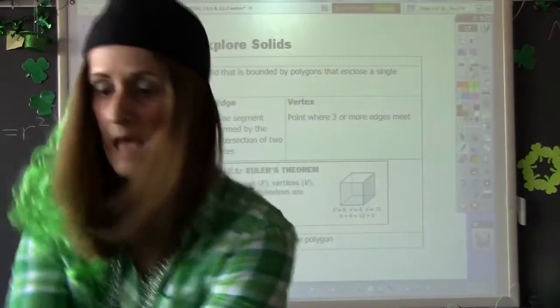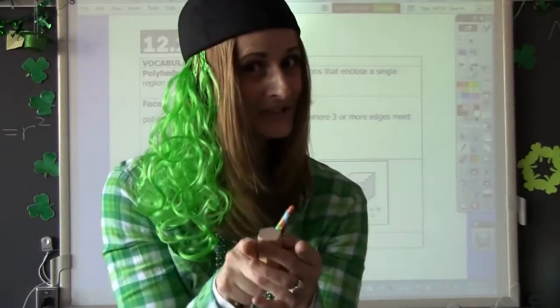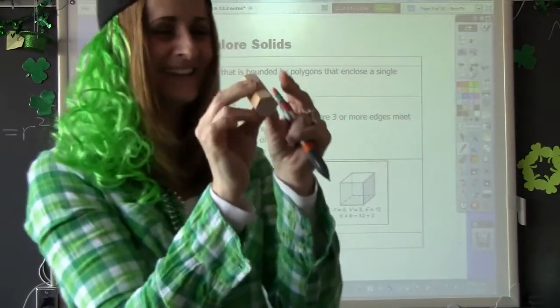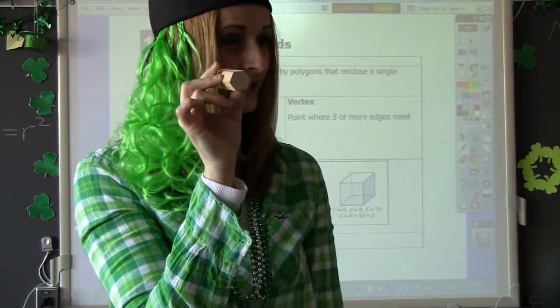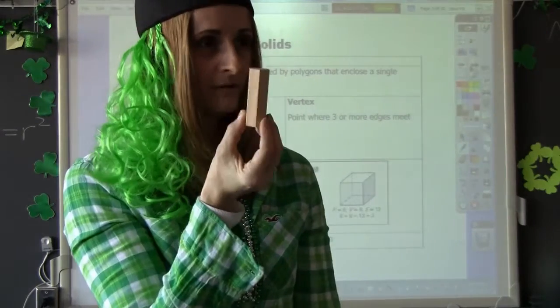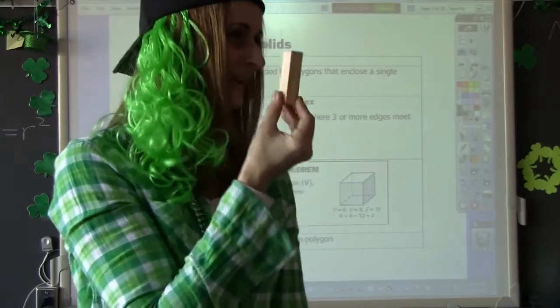What about this? Okay, so 6 sides. I mean, it's kind of small, but some of you guys can see it. Hexagon. So, hexagonal prism.